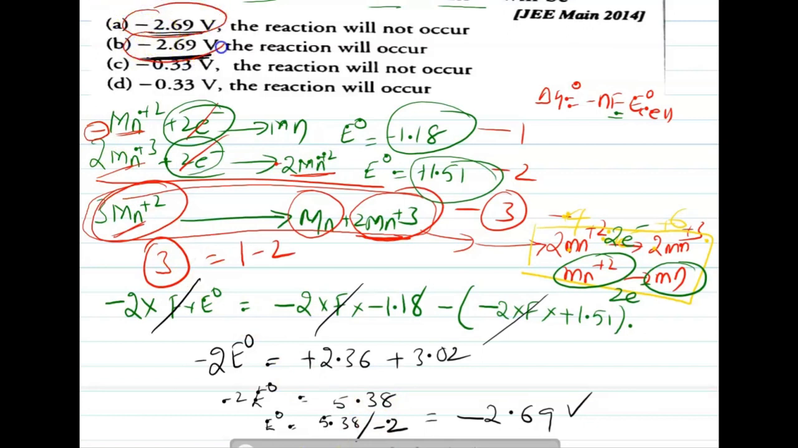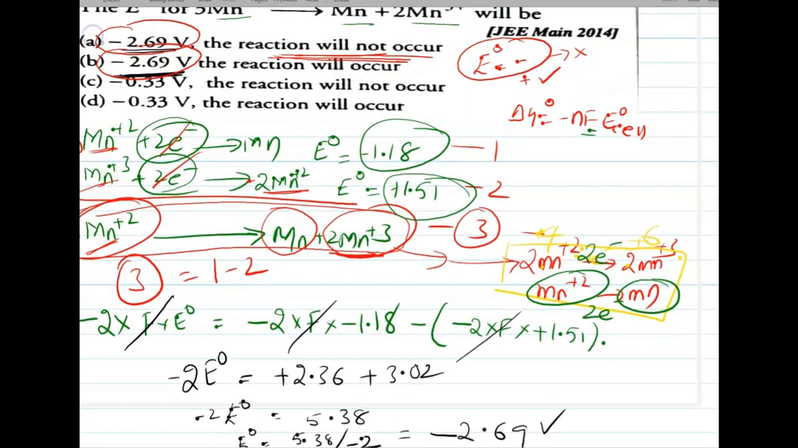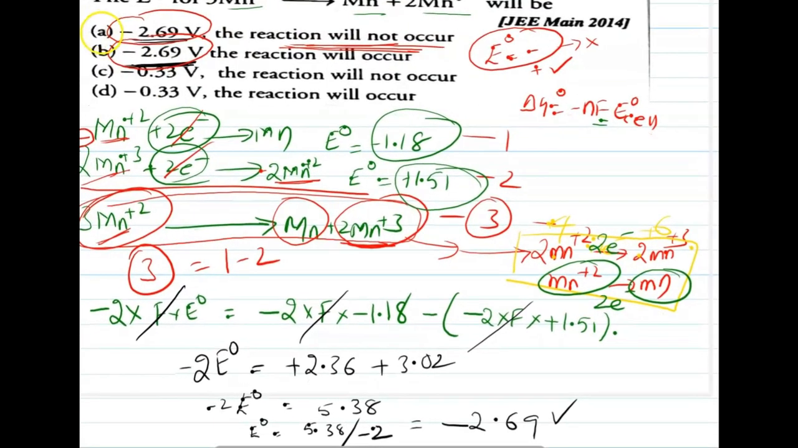So next, how to determine the answer? The most important thing to remember is when E naught is negative, reaction does not occur. When E naught is positive, reaction will occur. So he has given E naught, you got negative, automatically reaction will not occur. That will be the answer. Whenever E naught is positive, then only reaction will occur. So this will not be wrong. So option A is correct.